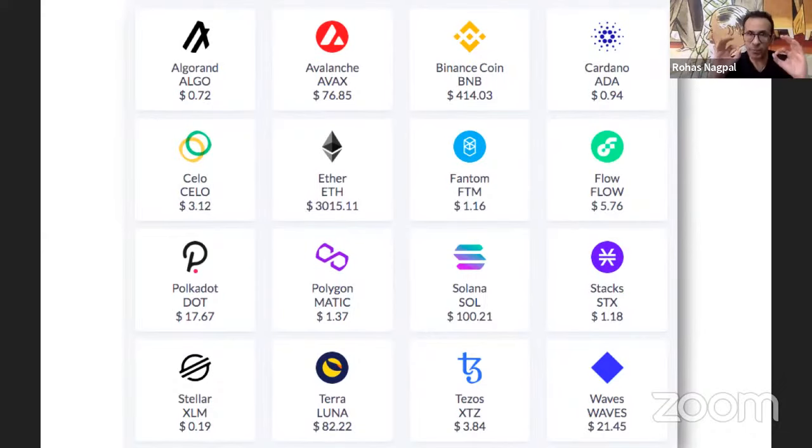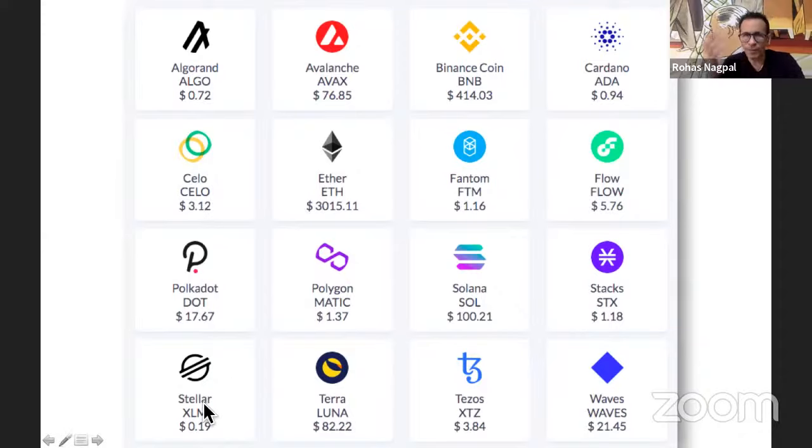So Stacks is a blockchain, which you can consider a second layer to Bitcoin. It allows you to do DeFi, NFT, and other smart contract use cases on Bitcoin also. So I would strongly recommend you read up on this.